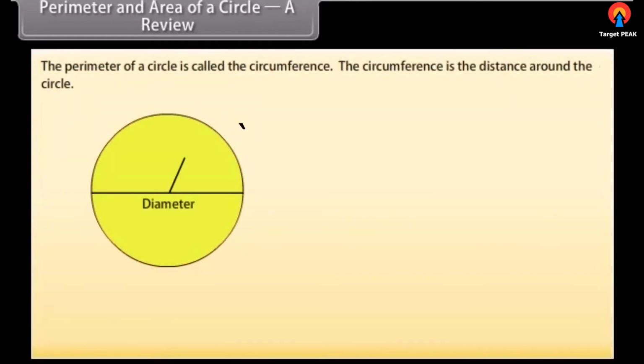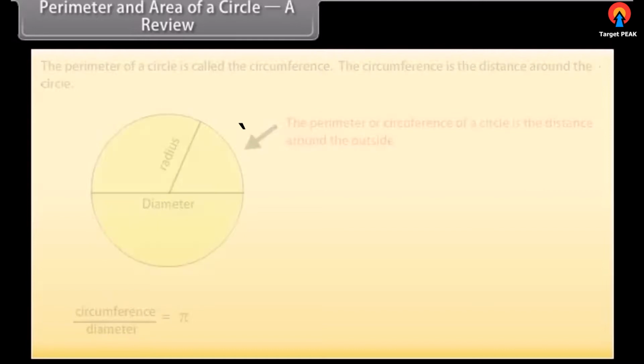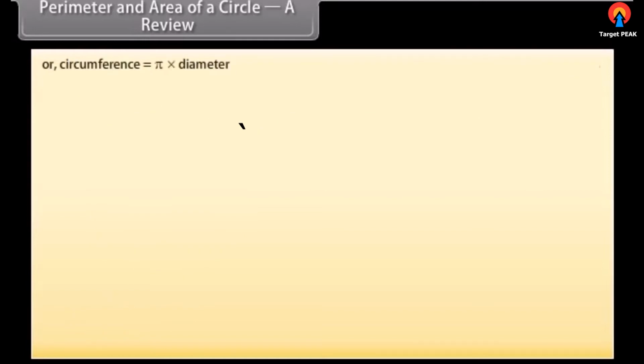A review. The perimeter of a circle is called the circumference. The circumference is the distance around the circle. The ratio of circumference to its diameter is constant. The constant ratio is denoted by pi, so circumference is equal to pi into diameter, which is equal to pi into 2r, where r is the radius of the circle, which equals 2 pi r.